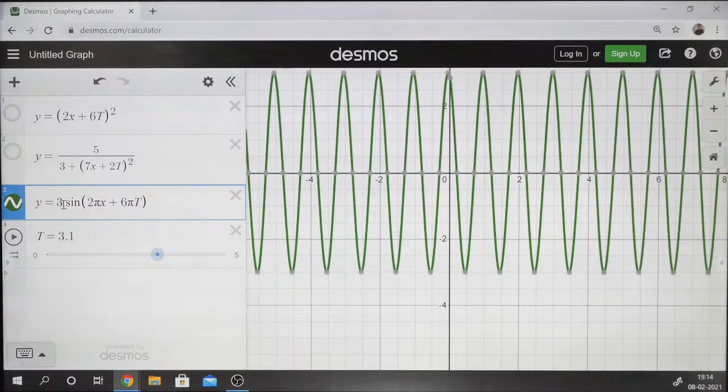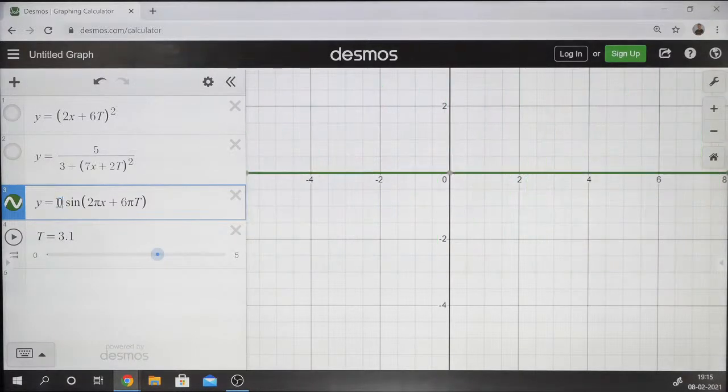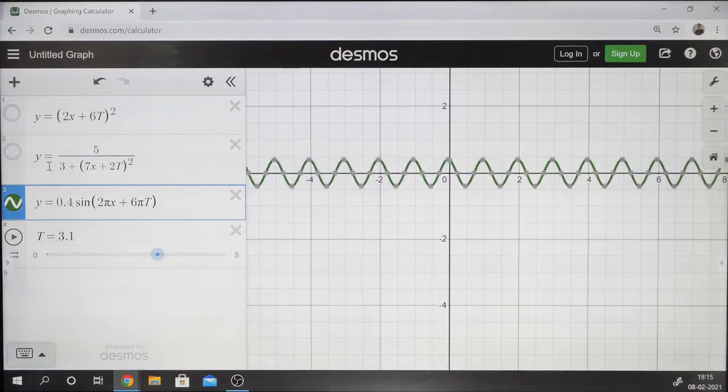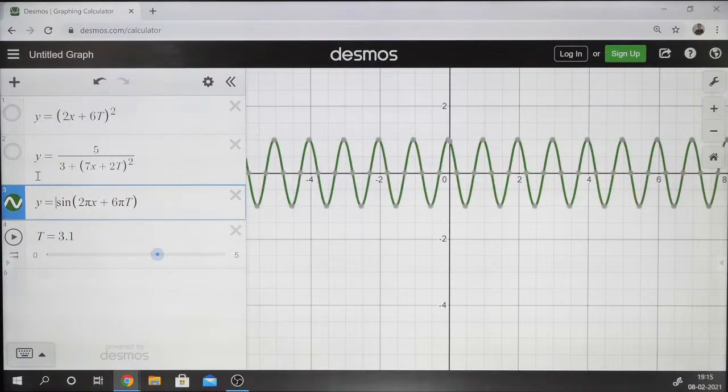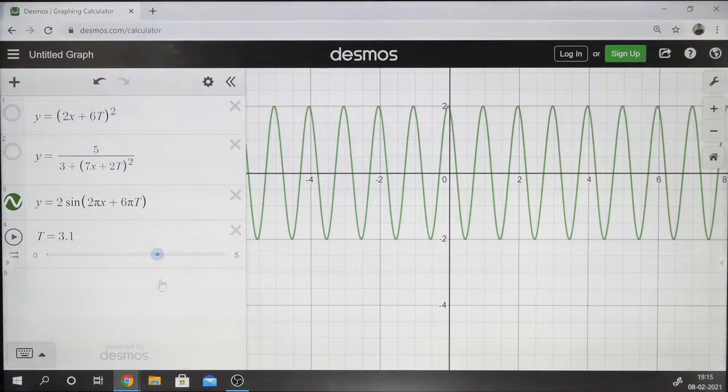Okay, you can see that green colored wave out there. If it is too big, let me make it a little bit smaller. Okay, or something like this, 2 maybe, yeah, 2. I hope now the wave is very obvious.